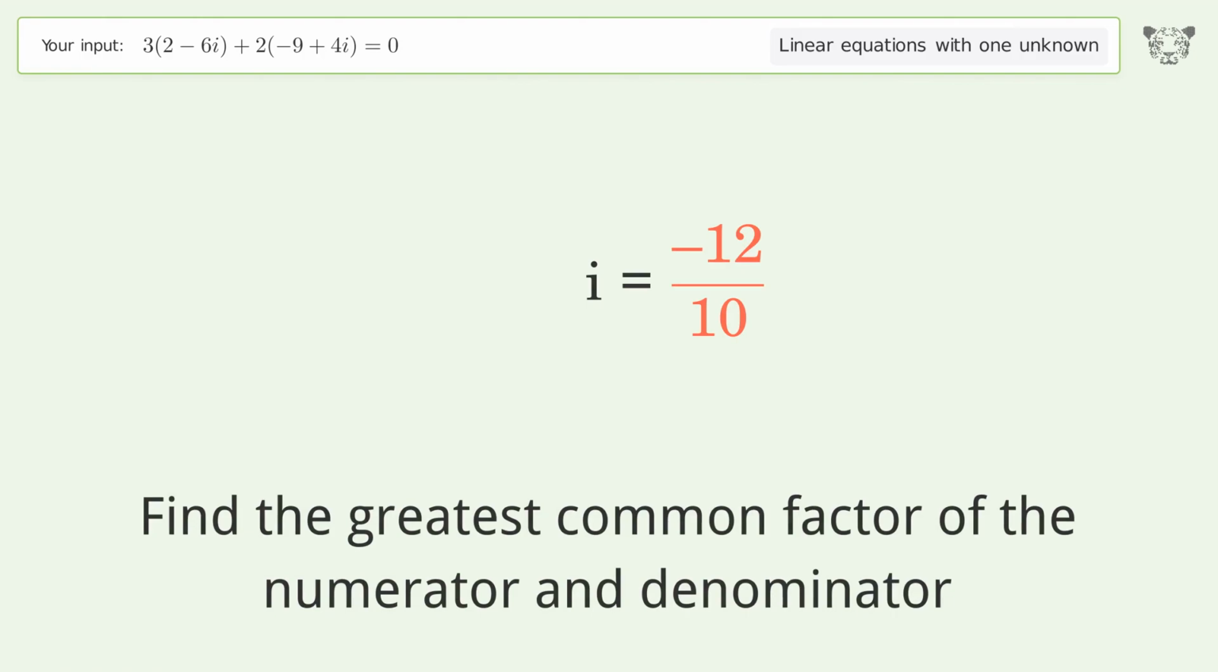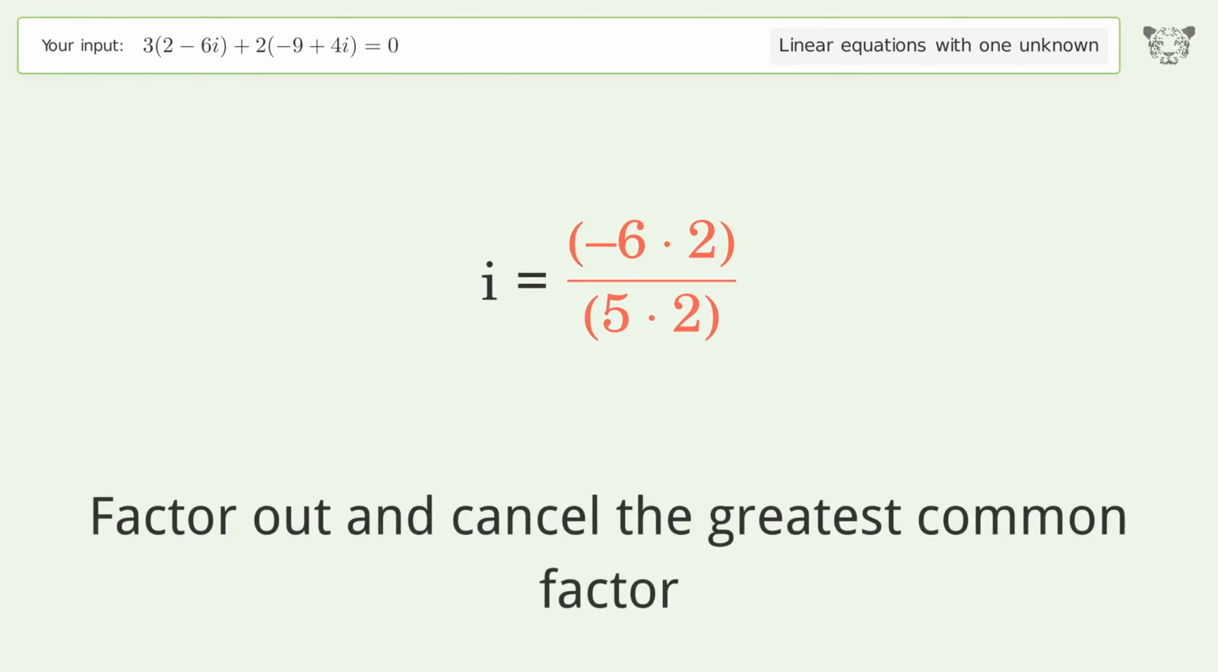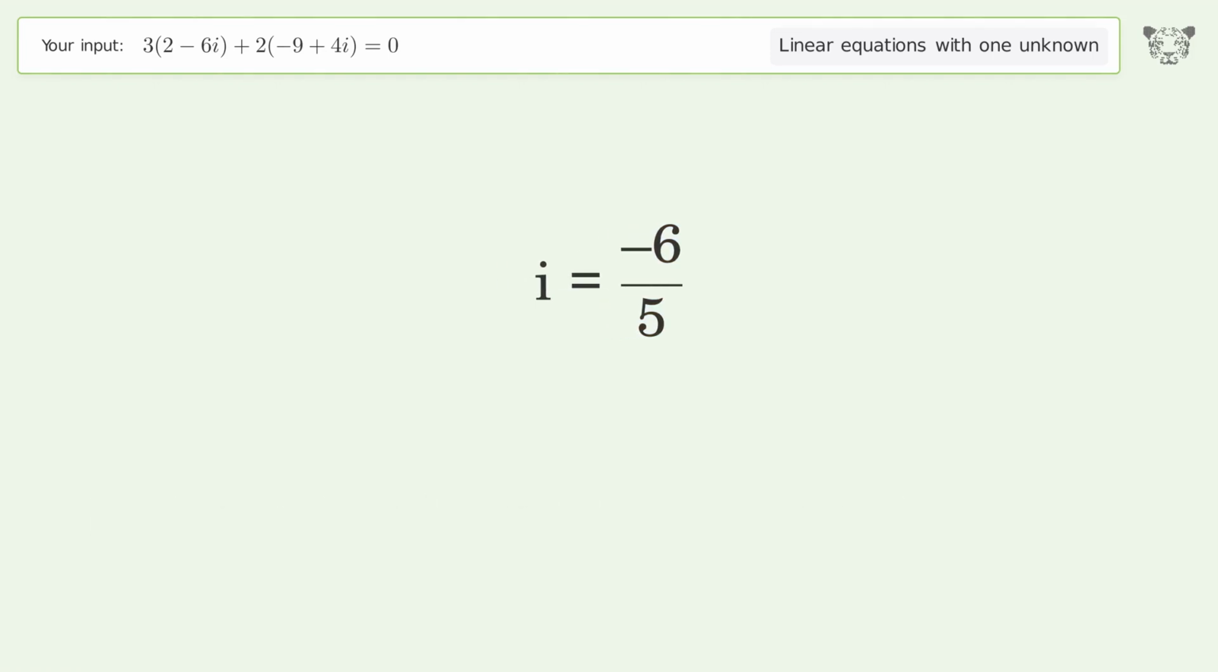Find the greatest common factor of the numerator and denominator. Factor out and cancel the greatest common factor. And so the final result is I equals -6/5.